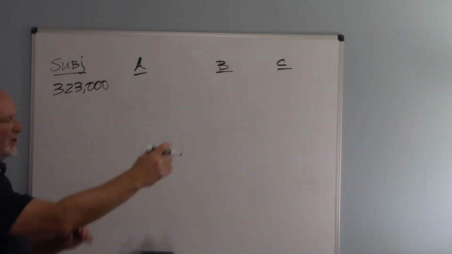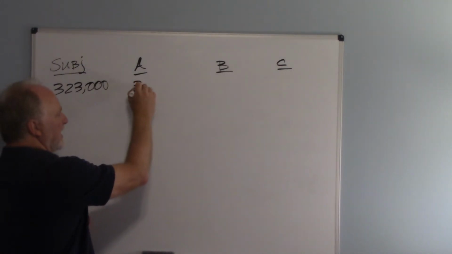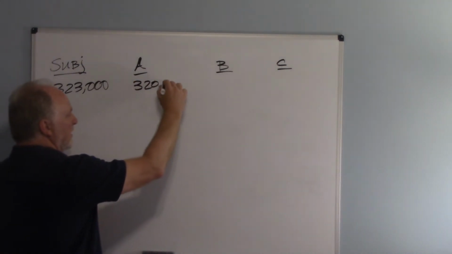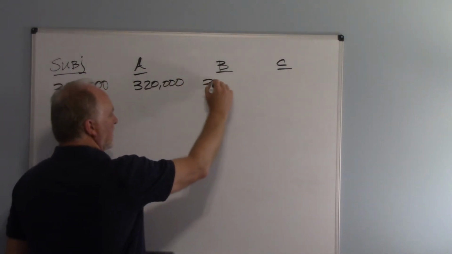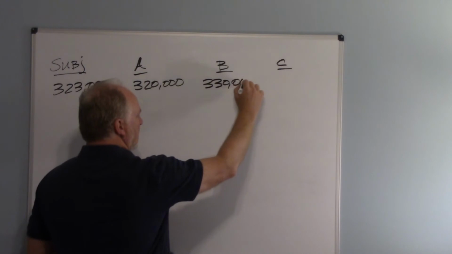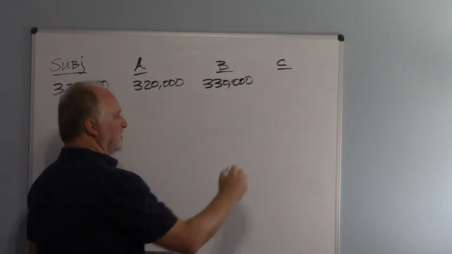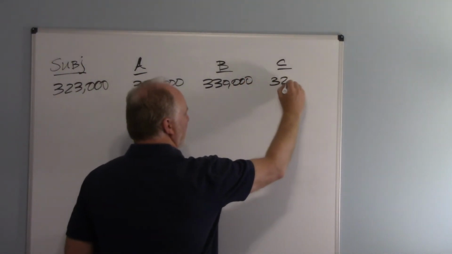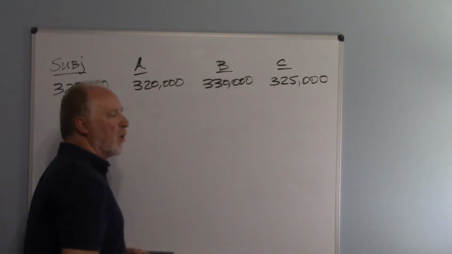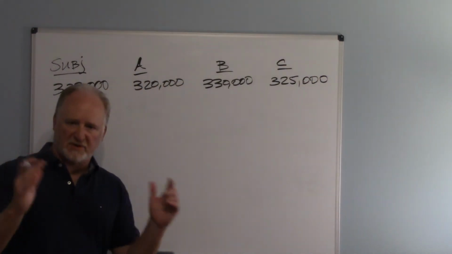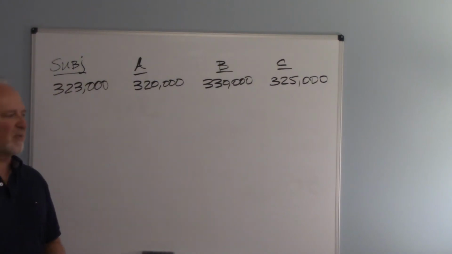So all we're asking you to do is just take them and put them in according to that. A sold for $320,000, B sold for $330,000, and C sold for $325,000. Okay. Now what we're trying to do is find out if our subject property is going to be in the right ballpark for price in here.